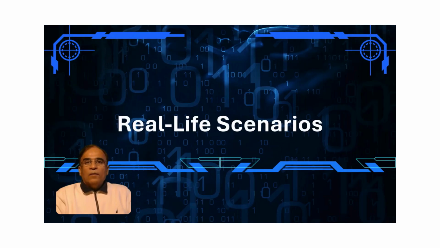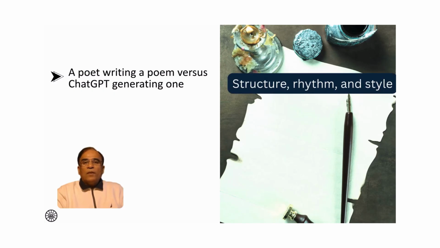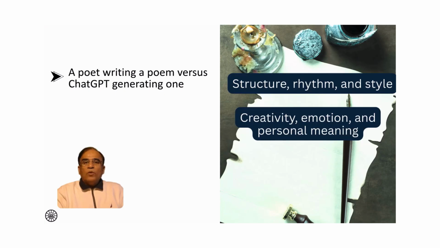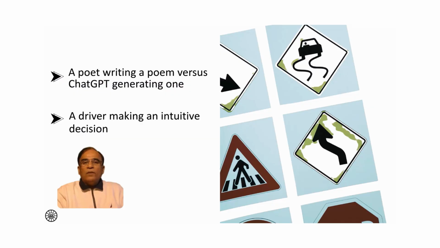Let us look at some real life scenarios. A poet writing a poem versus ChatGPT generating one. AI can mimic structure, rhythm, and style, but true creativity, emotion, and personal meaning will still come from a human poet. Then, a driver making an intuitive decision, like reacting to an unexpected situation on the road.